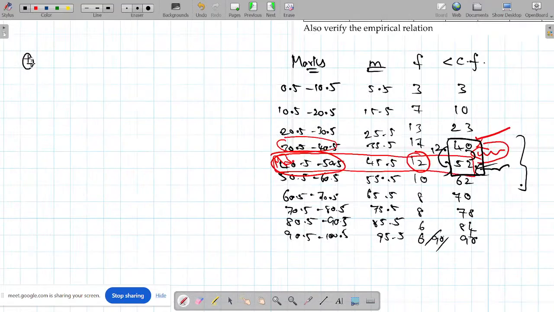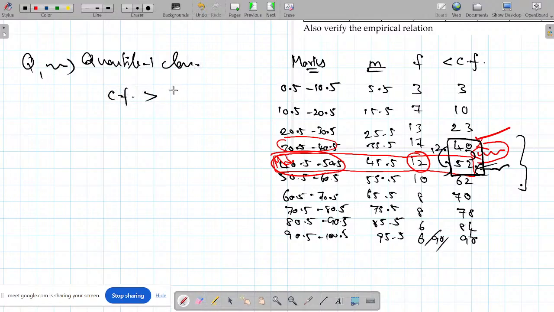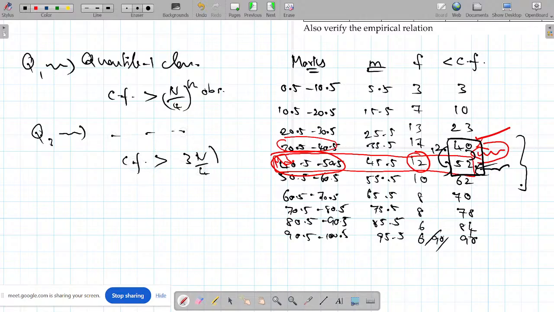So Q1 will be related. You'll be finding something called the quartile 1 class, right? The first quartile class is found with the help of CF greater than the n by 4th observation. In case we go for Q3, you will be using the same thing where CF will now be greater than the 3n by 4th observation. Likewise, we have to do it for D6, D7, P70.